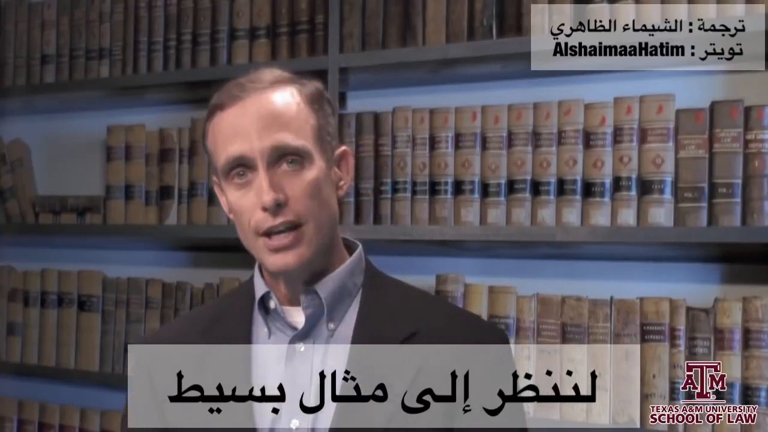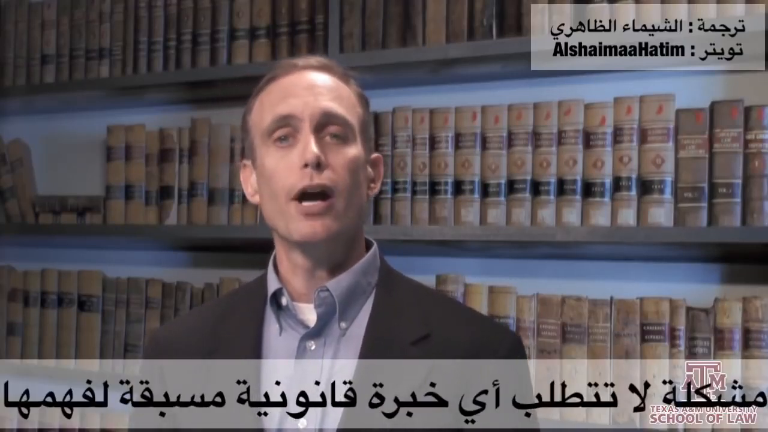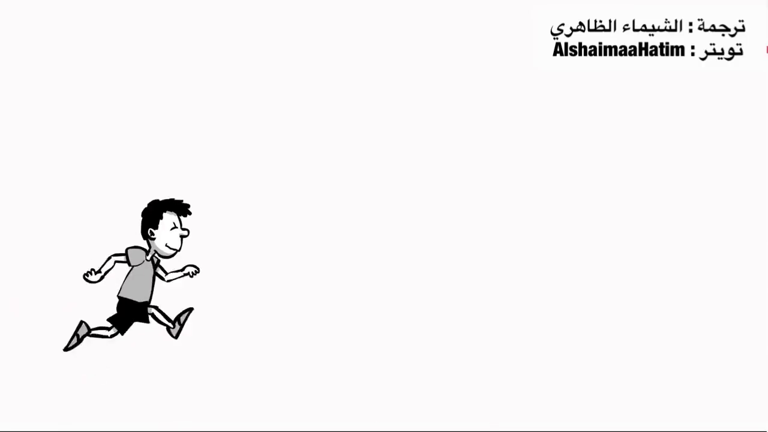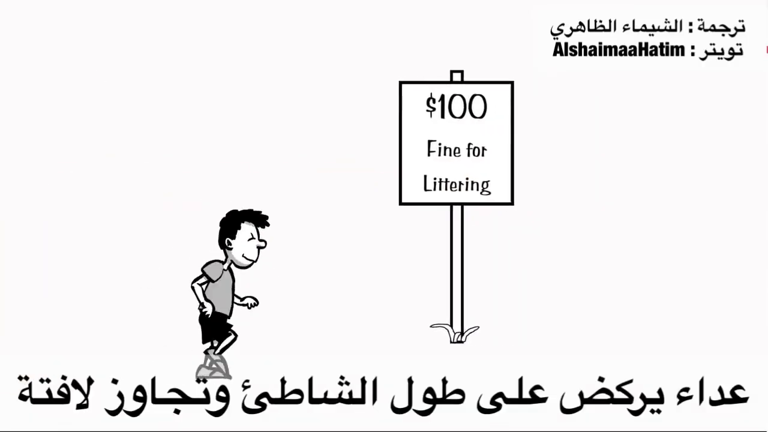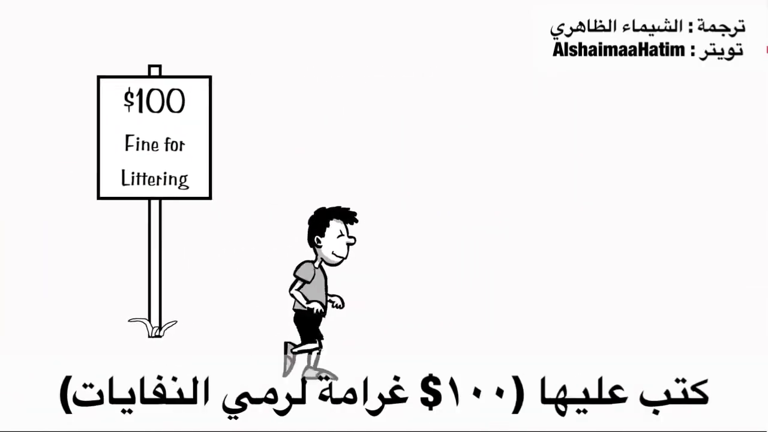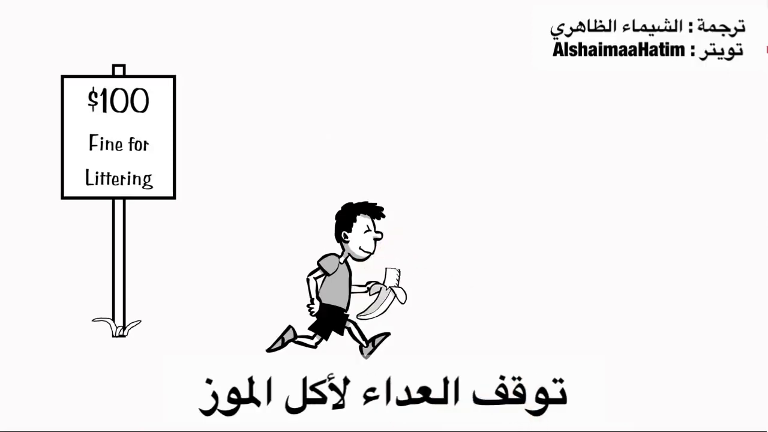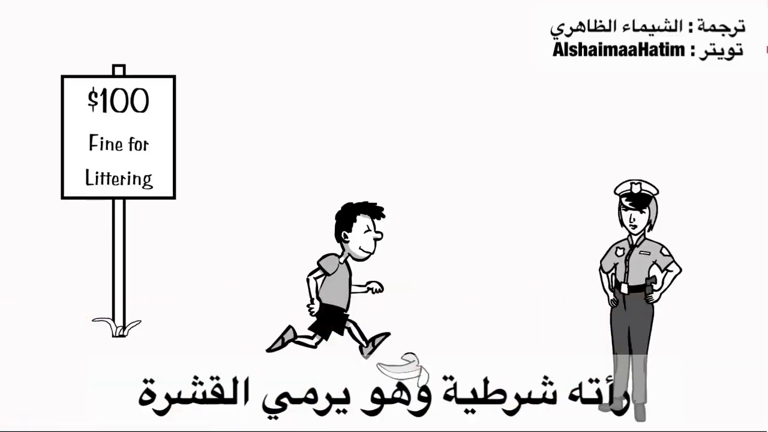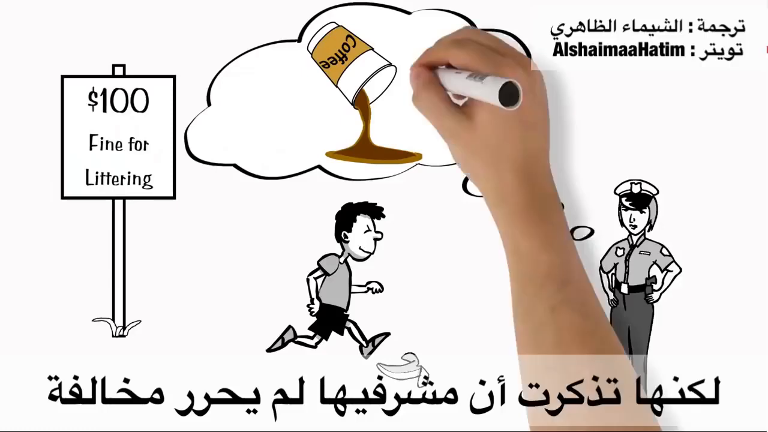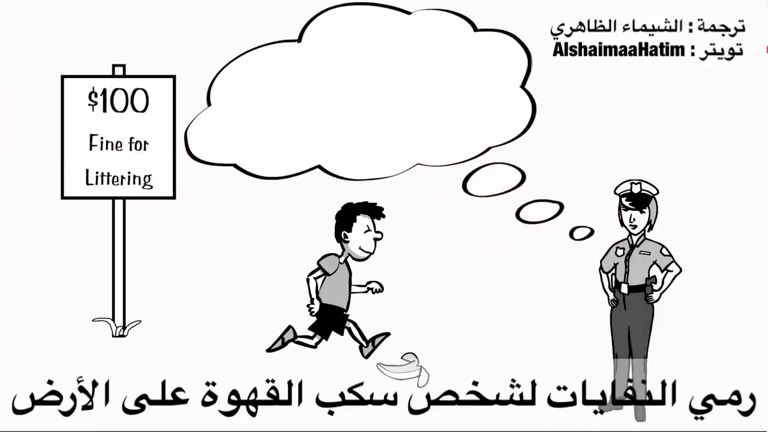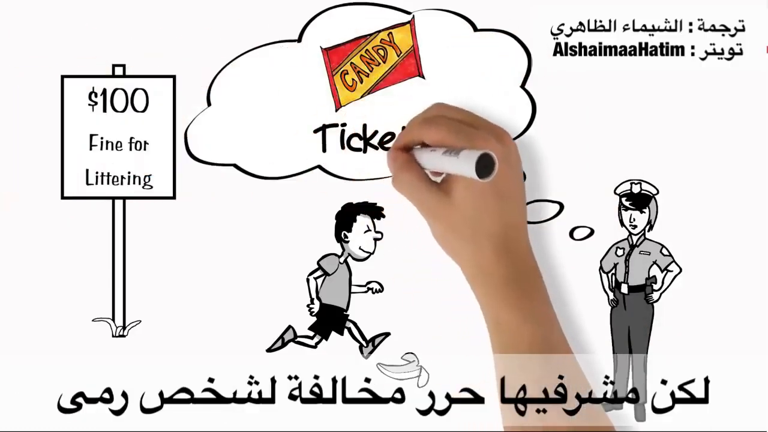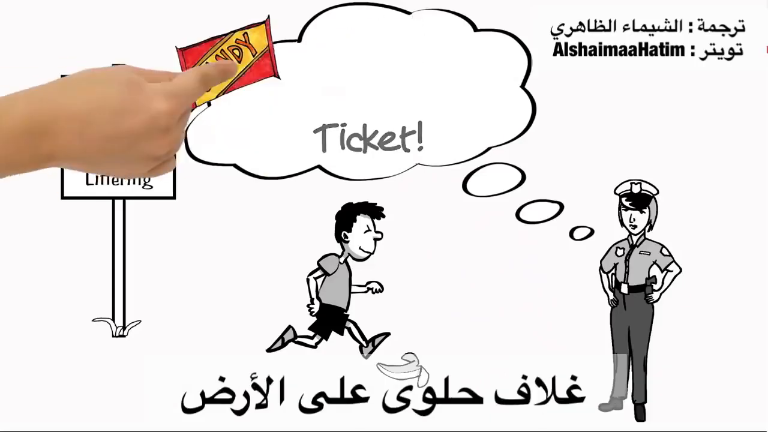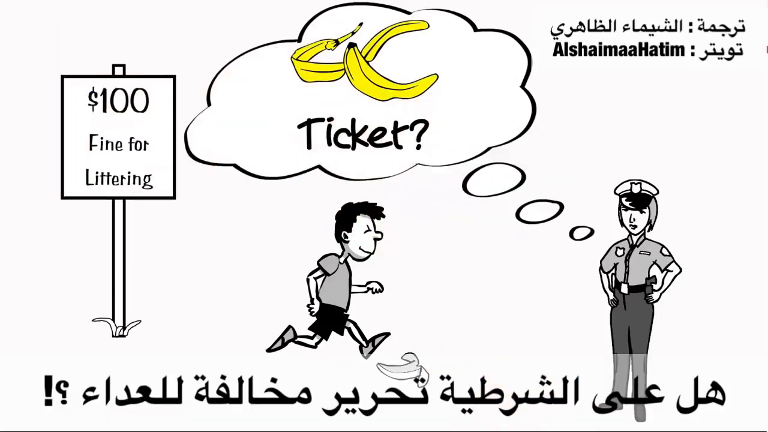Let's look at a very simple example, a problem that requires no prior legal experience to understand. A jogger runs along a beach past a sign that says $100 fine for littering. A few steps past the sign, the jogger pauses to eat a banana. When he's done, he throws the peel on the ground. A police officer sees the jogger drop the peel. She recalls that her supervisor did not issue a littering ticket to a person who poured coffee on the ground, but the supervisor did issue a ticket to someone who threw a candy bar wrapper on the ground. Should the police officer ticket the jogger?